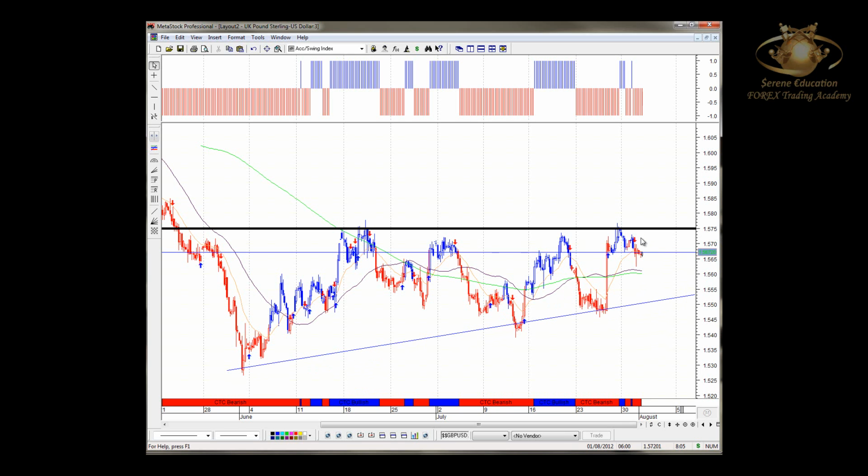However, as long as it's trading below the 1575, we should be looking for consolidation with a likelihood of potential downside to occur, because each time we've moved into this area here, we've seen price pulling back.